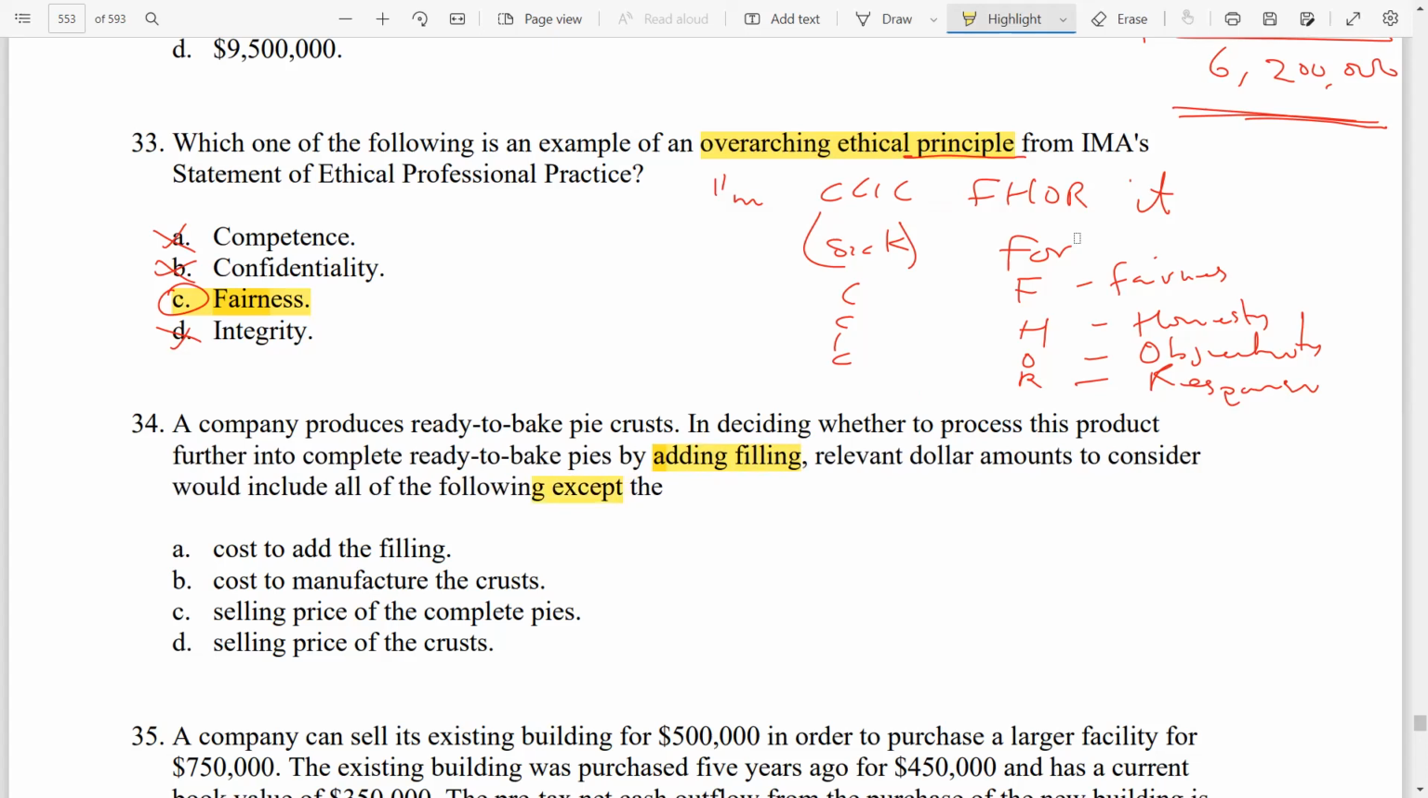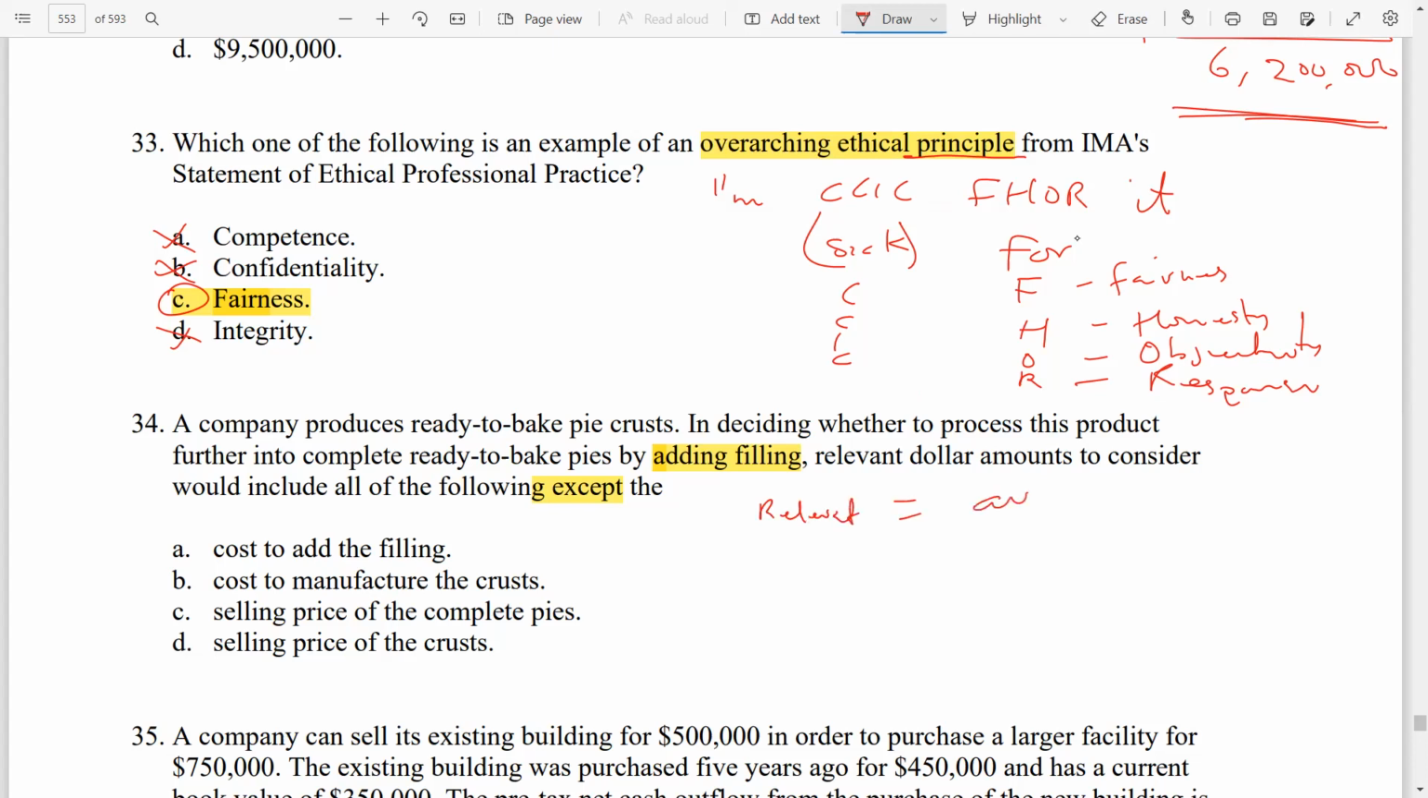Except questions, I always pay critical attention to, because I find the option that is correct to the statement, but it's not the correct answer. So they are always tricky. So I want you to pay attention to that. So we want to see, by adding filling, which one is a relevant cost. Which one is not? Which one is an irrelevant cost? All right. So we'll talk about relevant.